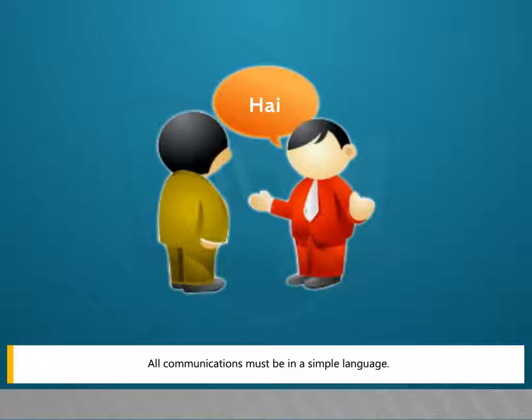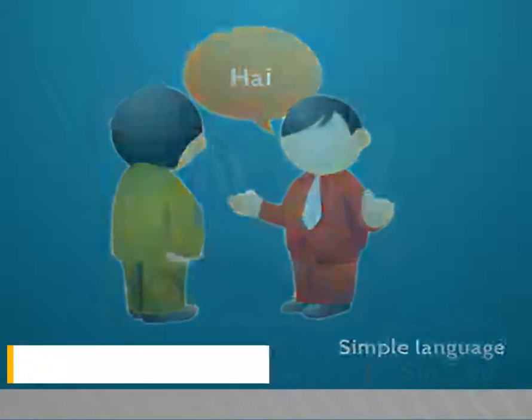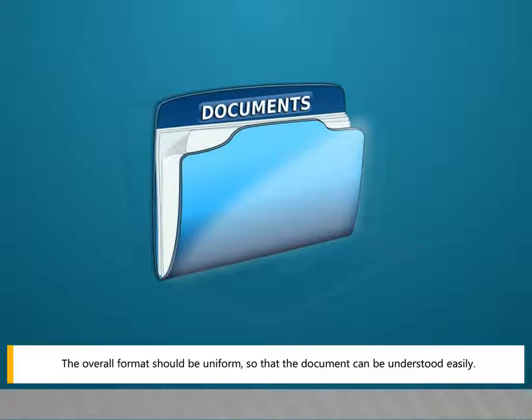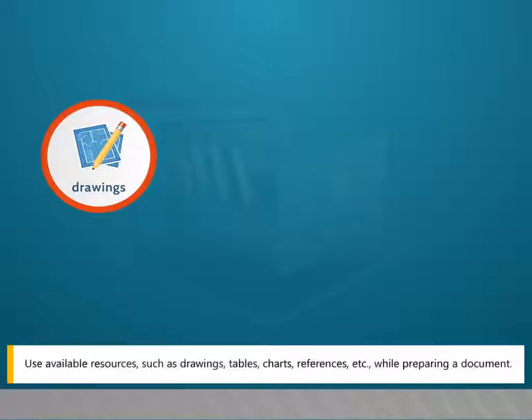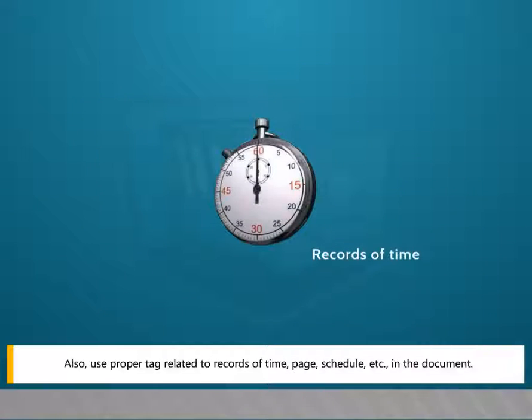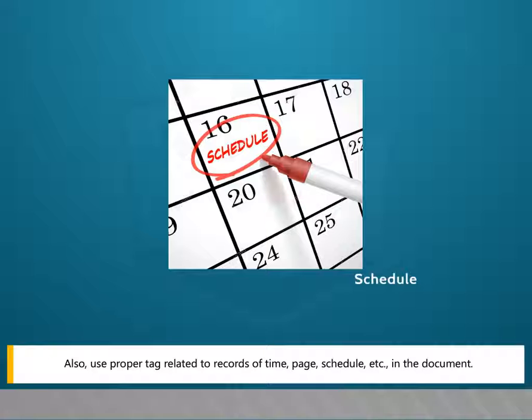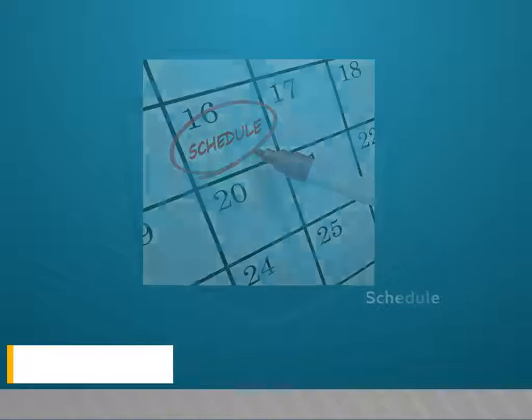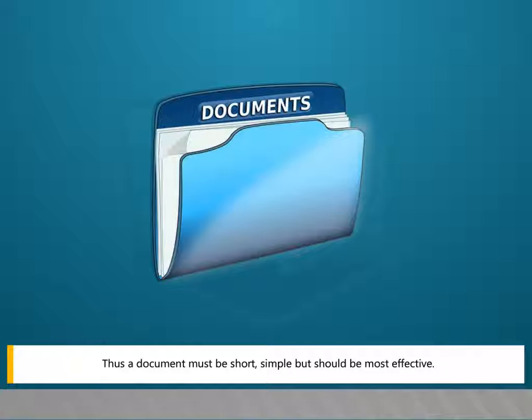All communications must be in simple language. The overall format should be uniform, so that the document can be understood easily. Use available resources such as drawings, tables, charts, references, etc. while preparing a document. Also use proper tags related to records of time, page, schedule, etc. in the document. Thus, a document must be short, simple, but most effective.